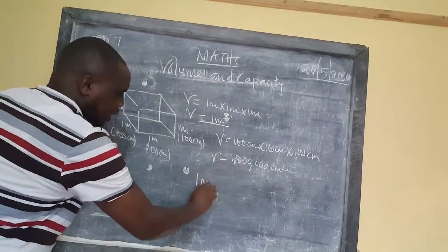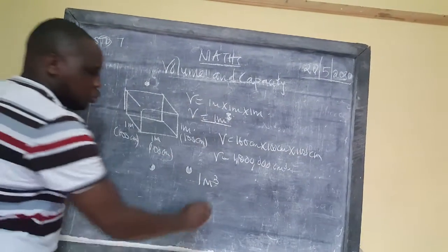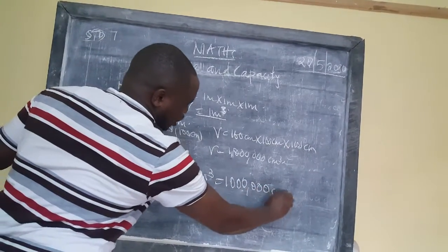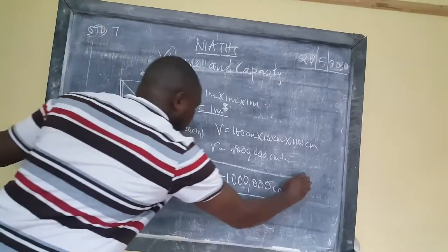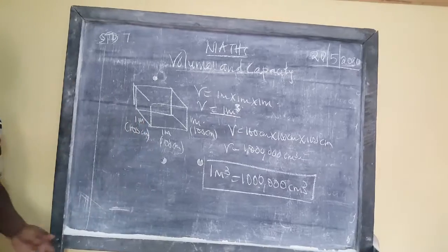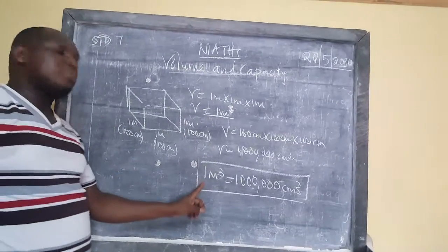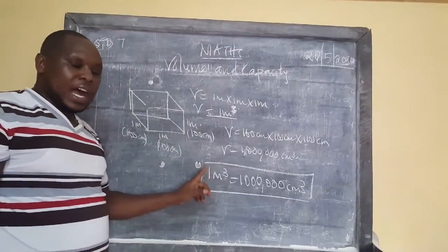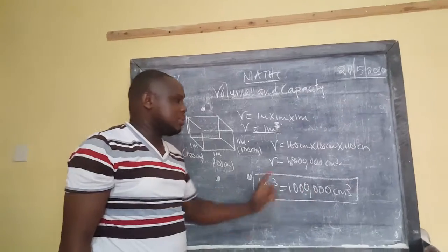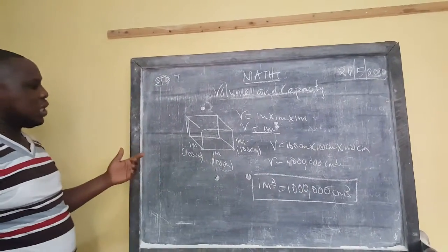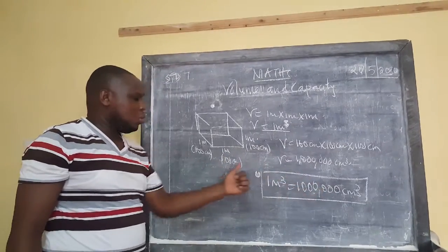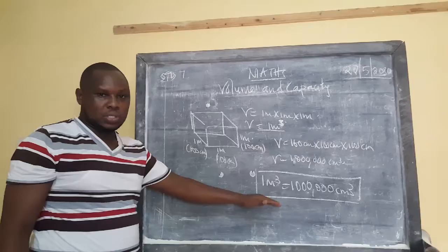So 1 cubic meter is equivalent to 1 million centimeters cubed. So whenever somebody has 1 meter cubed, that means 100 times 100 times 100 centimeters. That is equivalent to 1 million centimeters cubed. So you can be given a question to change meters cubed to centimeters cubed, or the other way around, centimeters cubed to meters cubed. This is the relationship that you use.